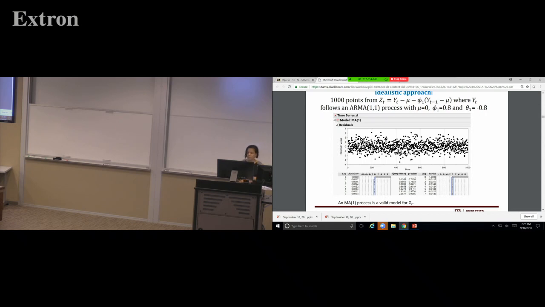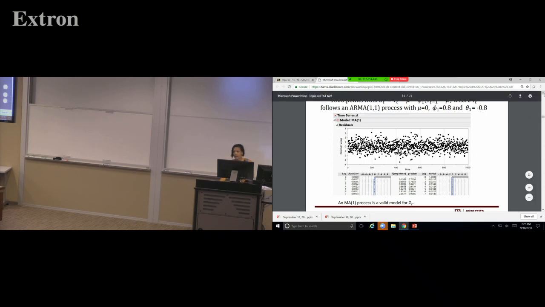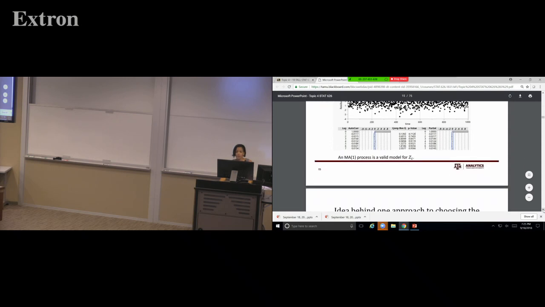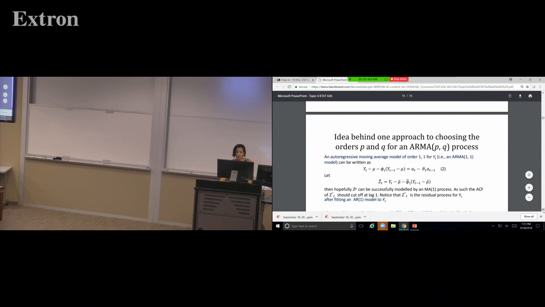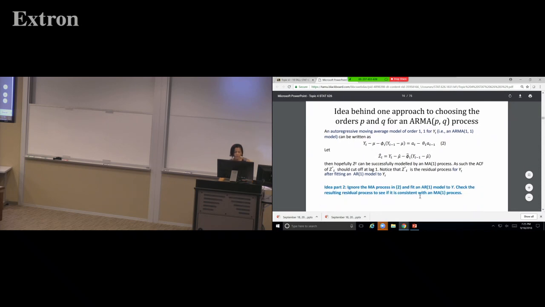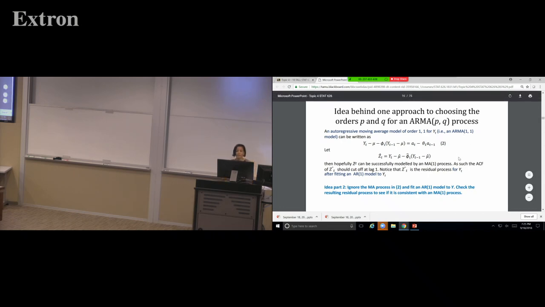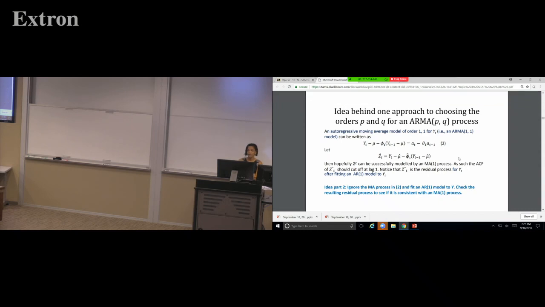Okay, so that's the first idea, and we're calling this sort of an idealistic approach to trying to figure out how to determine the P's and Q's for our ARMA model. Another idea of investigating is to ignore the moving average process in our equation 2 and fit an AR1 model to Y. And then we would check the resulting residual process to see if it's consistent with an MA1 process.